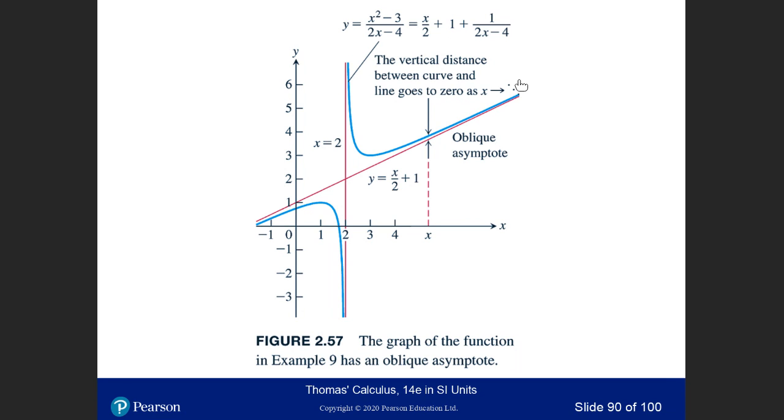We call such asymptotes, this is an asymptote also, but it's an oblique asymptote. It's not horizontal, it's not vertical, but it's an oblique asymptote with a slope greater than 0.